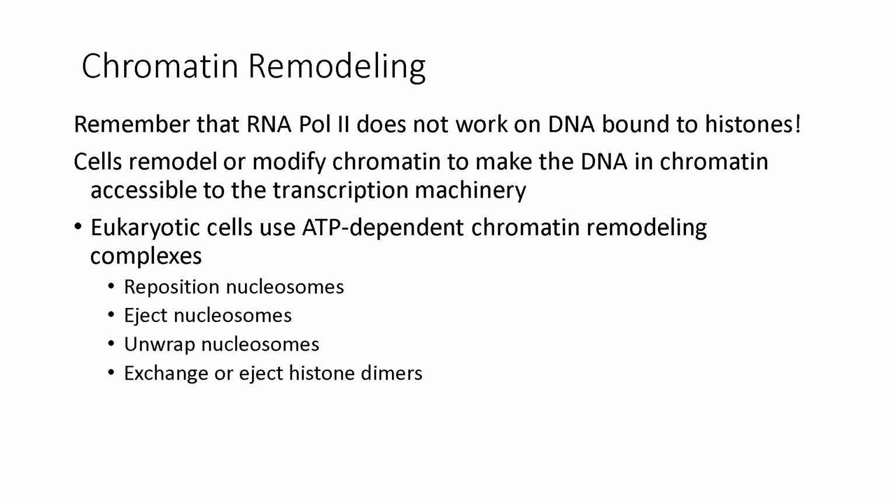Chromatin restricts access to DNA, and RNA Pol II cannot function on nucleosome-bound regions. To address this, eukaryotic cells utilize ATP-dependent chromatin remodeling complexes. These powerful machines reposition, eject, or unwrap nucleosomes, allowing transcriptional machinery to access gene promoters and regulatory sequences.